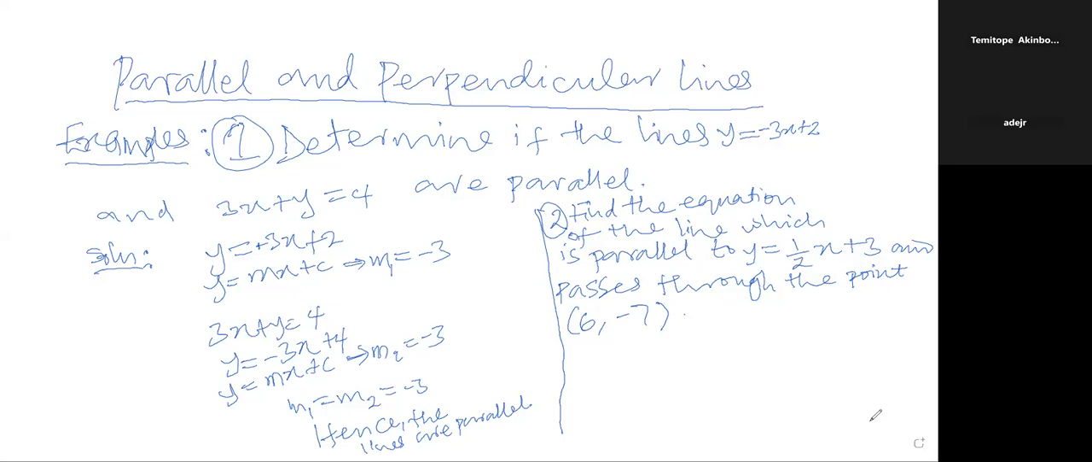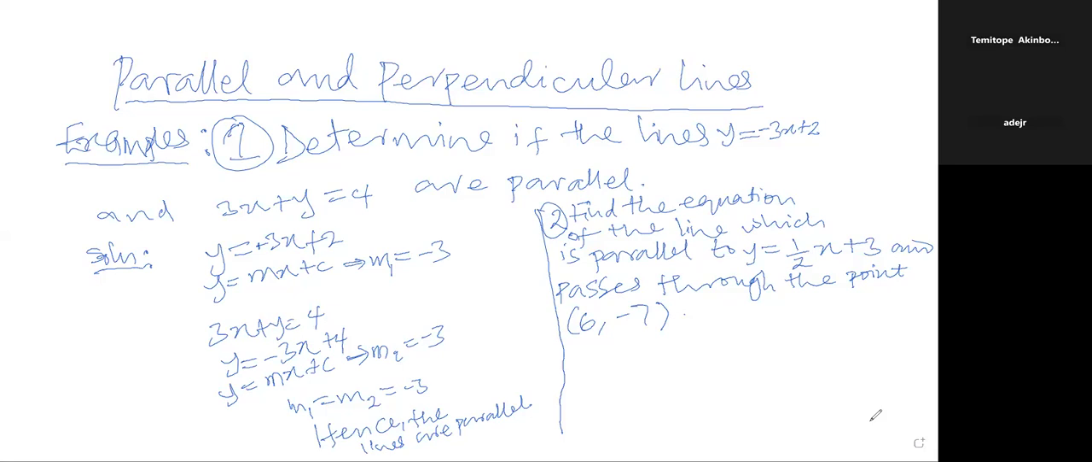Oh, we first get the gradient. From where? We identify the gradient. So where would the gradient come from? The one and a half x. So the gradient's 1.5. Very good.